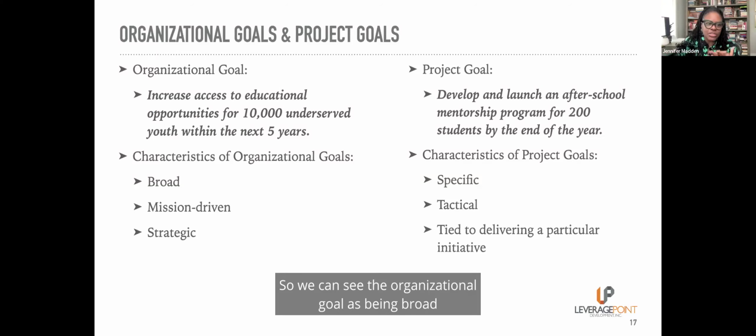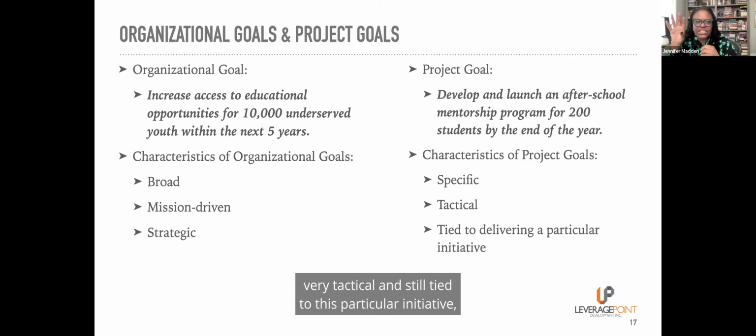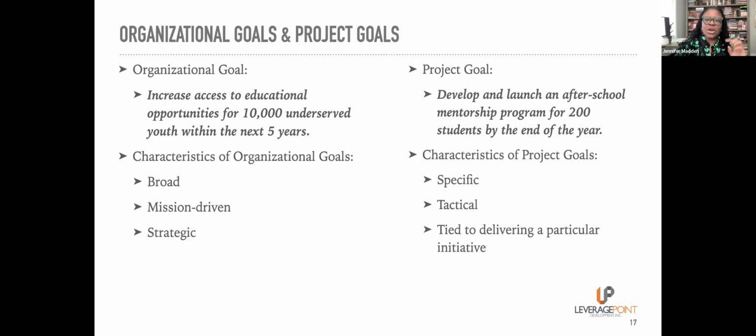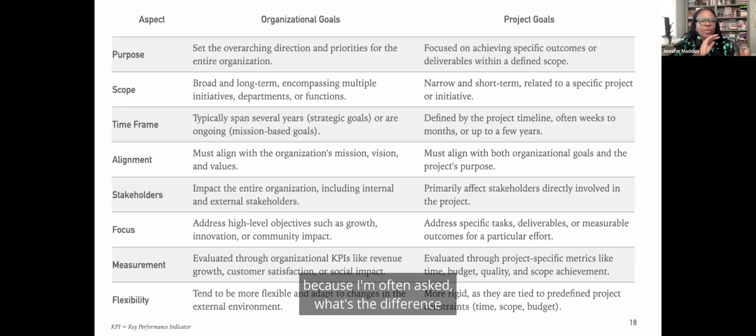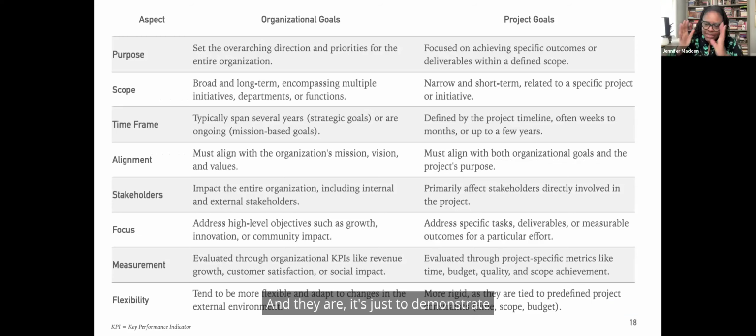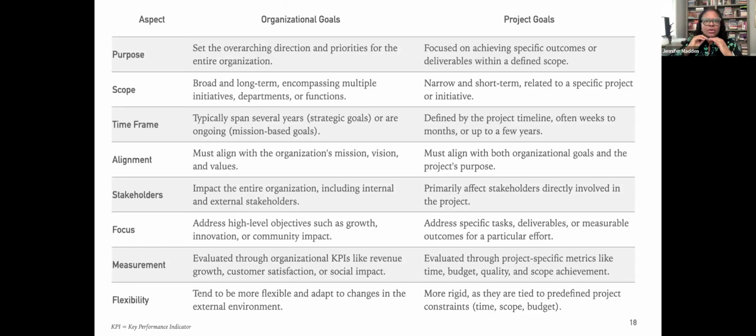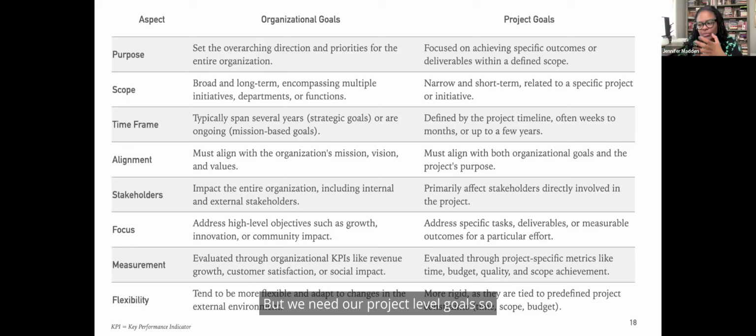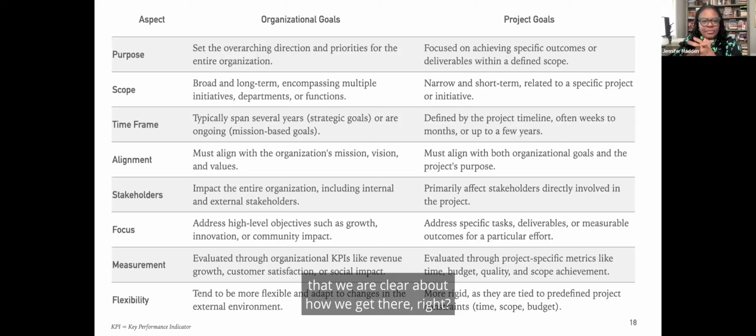So we can see the organizational goal as being broad, very mission driven, and very strategic. And then we can see the project goal being specific, very tactical, and still tied to this particular initiative, but connected to the organization. Because I'm often asked, what's the difference between organizational goals and project goals? It feels very similar, and they are. It's just to demonstrate that there's a fitting that happens when we think big picture. We need that big picture thinking, because where we set our eyes, that's the direction we follow. But we need our project level goals so that we are clear about how we get there, right?